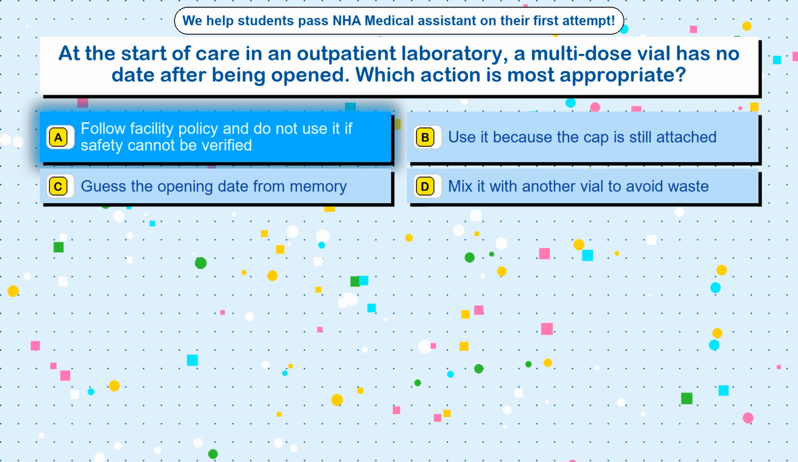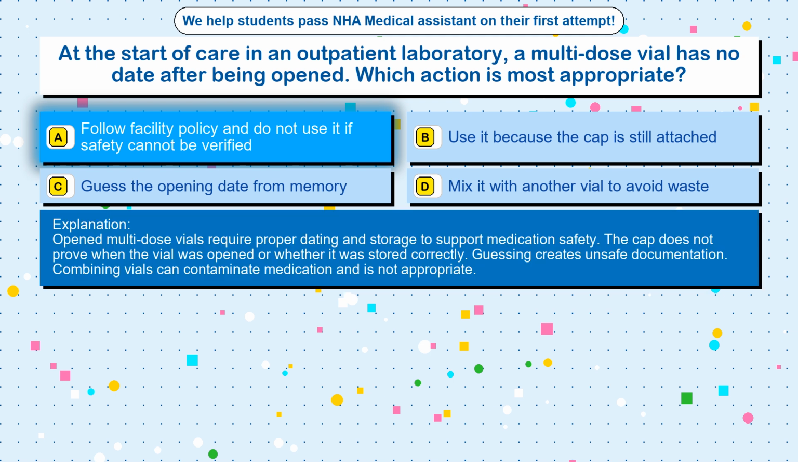The correct answer is option A, follow facility policy and do not use it if safety cannot be verified. Opened multi-dose vials require proper dating and storage to support medication safety. The cap does not prove when the vial was opened or whether it was stored correctly.